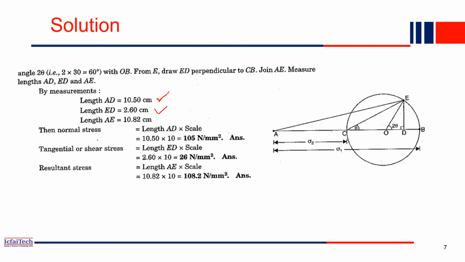And AE is the resultant, the inclined one. Once you know the lengths, just multiply with the scale. The AD length is actually 10.5 centimeters. Our scale was 1 centimeter equal to 10 Newton per mm square, so we multiply by 10, and the centimeters are converted into Newton per mm square. All three you convert and you will get the final values. Like that, we can solve the Mohr circle problems very easily using this graphical diagram. We can compute the normal stress and shear stress. Thank you.